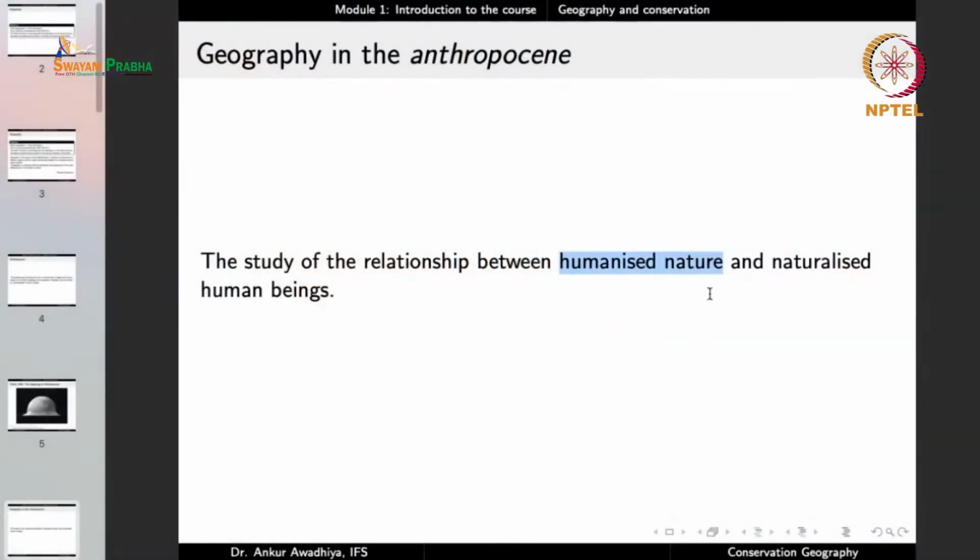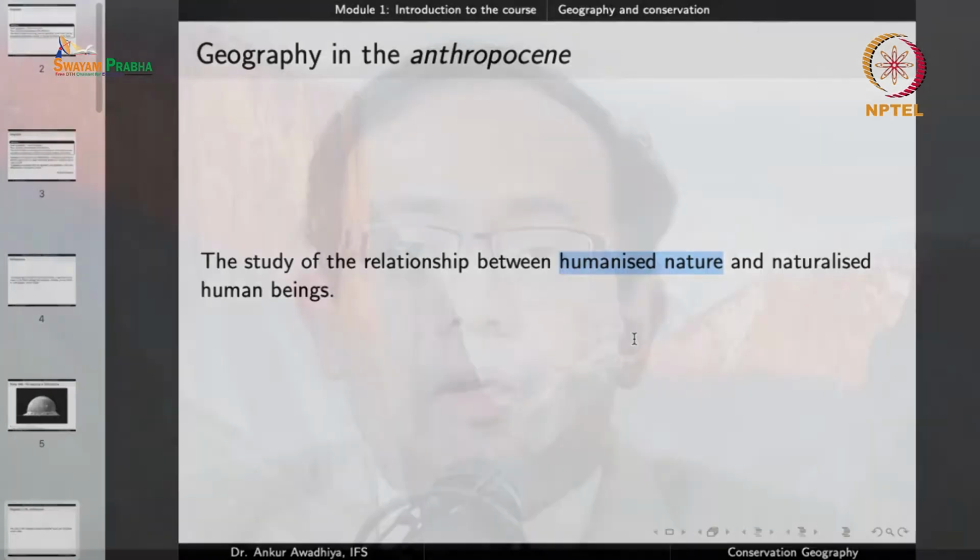If you look at the river banks, you will find that there is a regular extraction of minerals like sand from the river beds or from the river banks. So wherever you go, you will find that there is a huge impact of human beings. And so now nature itself has become humanized. That is, there is a large amount of impact of human beings on nature. So nature is no longer the primitive natural nature that we had before the Anthropocene.